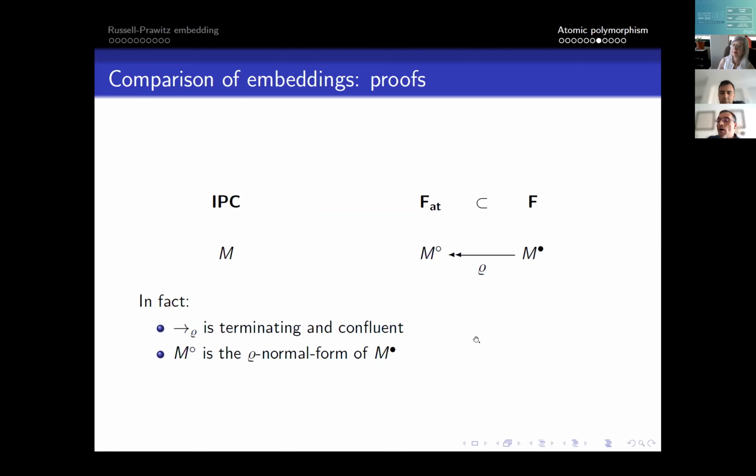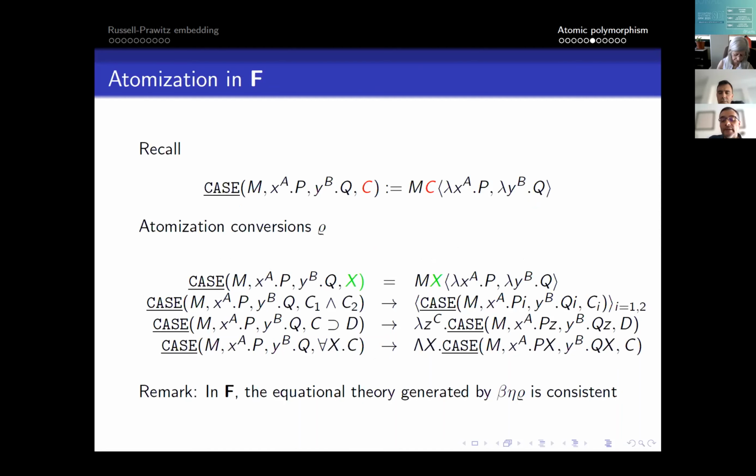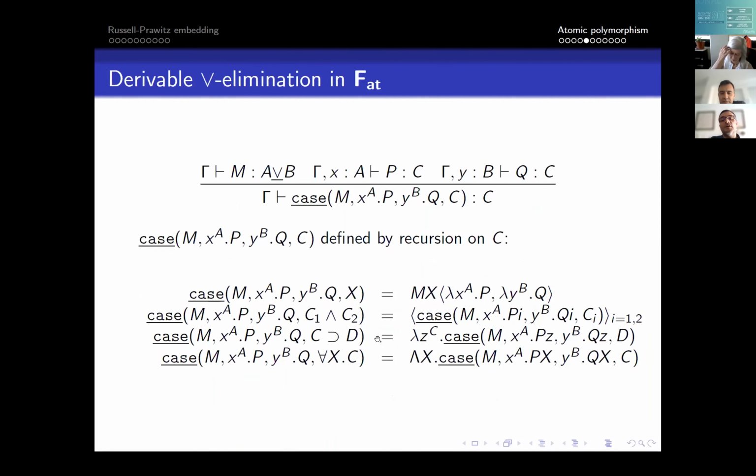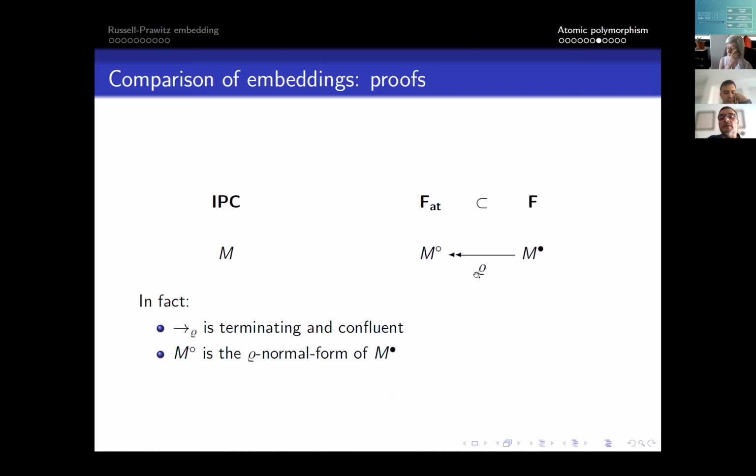Okay, and now we start relating these two solutions. So now we have a proof in propositional intuitionistic logic. We have two proofs in system F, with one being in this atomic fragment, and they are related by these atomization conversions, conversions that we just introduced. And this is almost immediate because notice that we are introducing conversions here that mimic the definition of this case expression in atomic system F, of course, except for the atomic case. So just by this observation, this is immediate, okay?